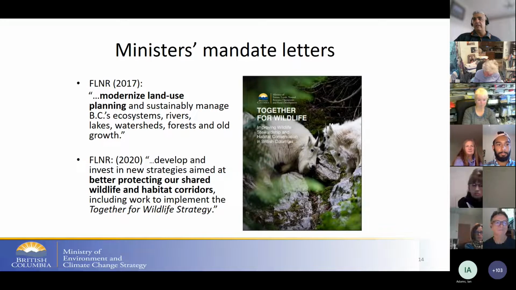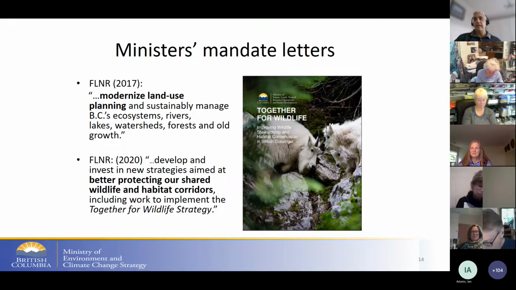That was Environment. Similarly for FLNRO, recent mandate letters support opportunities to consider KBA information as a tool to achieve actions relating to various conservation aspects. Going back to their 2017 mandate letter, it includes an action to initiate modernized land use planning and sustainably manage BC's ecosystems, rivers, lakes, watersheds, forests, and old growth. Although that's a 2017 mandate commitment, it's an active work stream today, as you'll see in the next couple of slides. Additionally, the 2020 mandate letter has the shared action with Environment that you heard on the previous slide. Next slide.